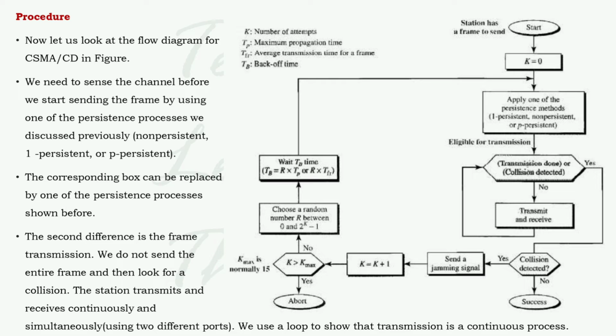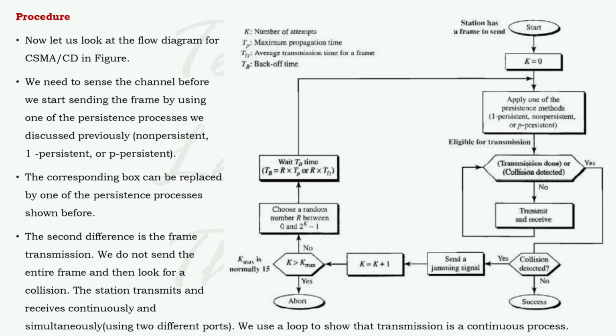If the collision detector says yes, then send a jamming signal and k equals k plus 1, and it will check k against k max. If k is greater than k max, yes, then it will abort. That we already discussed in the previous slide. Like k greater than k max, then it will abort. And if it is not, choose a random number R between 0 and 2 raised to k minus 1.